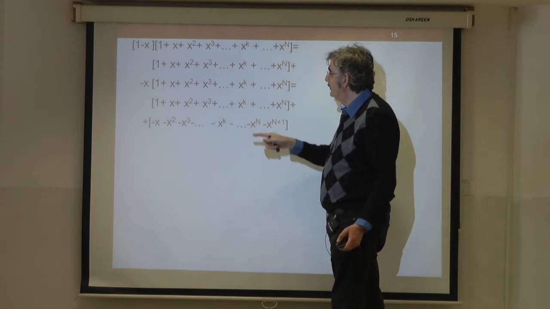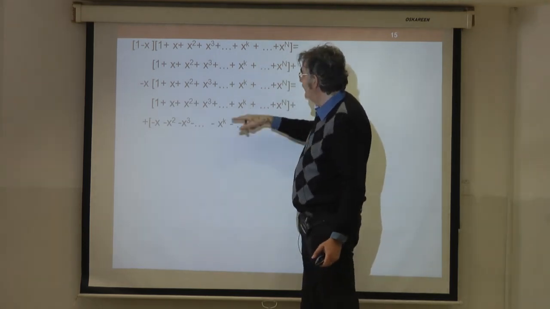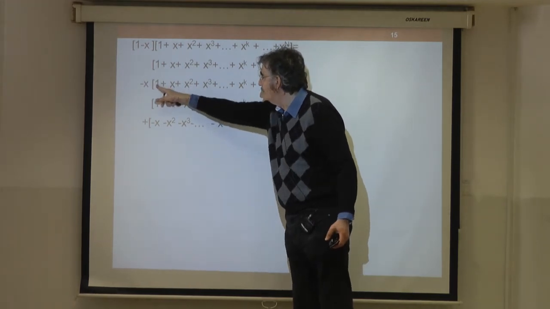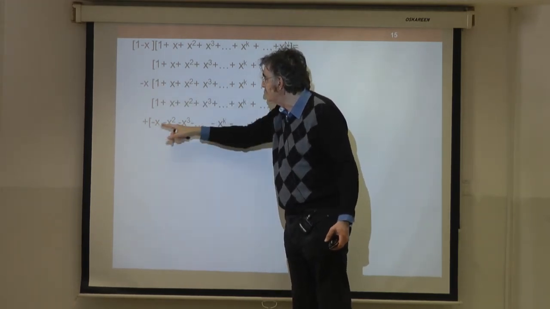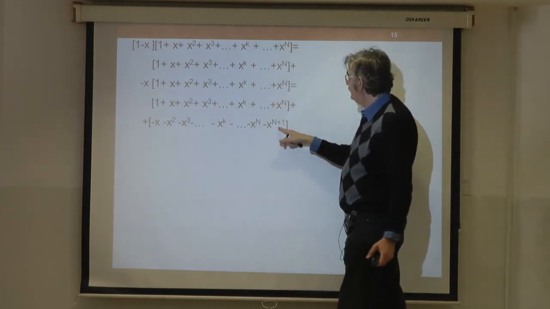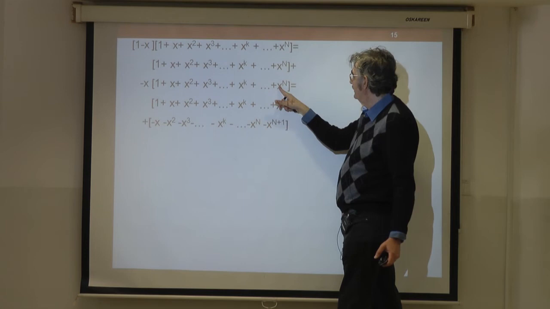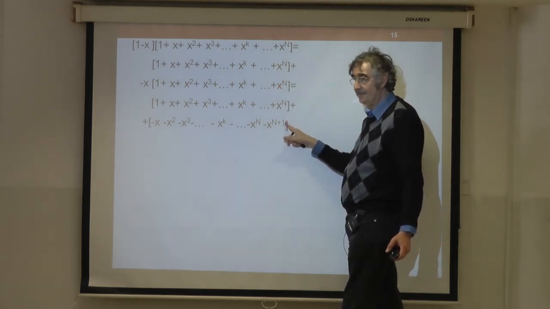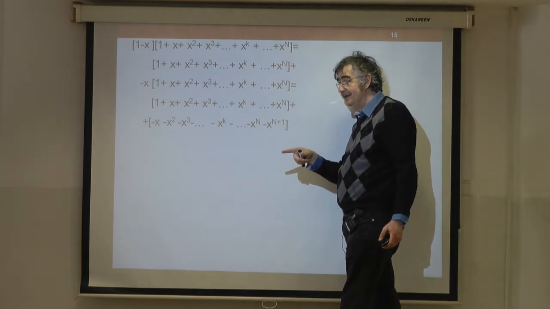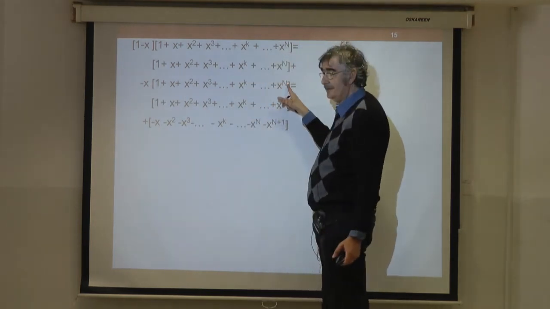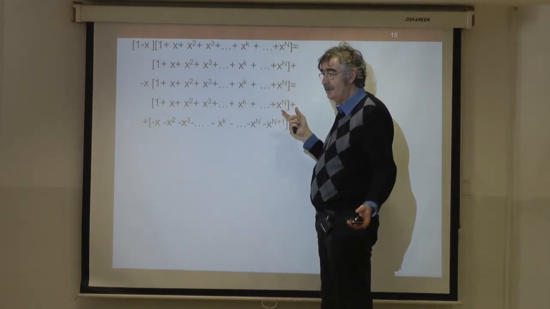Now I'm copying this line, but this one I'm already putting the x into. So minus x times 1 is minus x, times x is minus x squared, and so on. Up to minus x times x to the n, which is minus x to the n plus 1. Okay? Now, why is it plus 1? Because it's x times x to the n. It's x to the n plus 1.